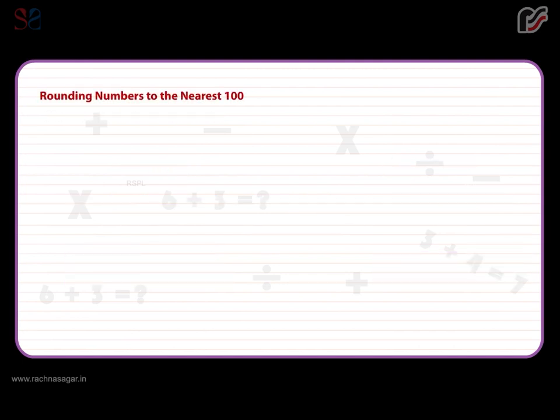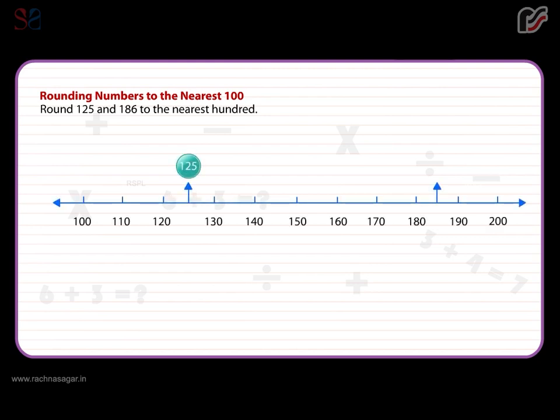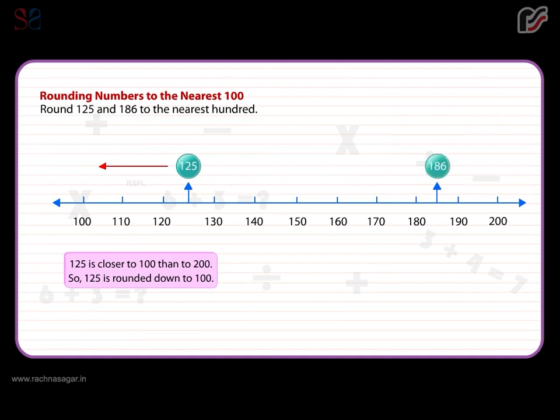Rounding numbers to the nearest 100. Round 125 and 186 to the nearest 100. 125 is closer to 100 than to 200. So, 125 is rounded down to 100. 186 is closer to 200 than to 100. So, 186 is rounded up to 200.